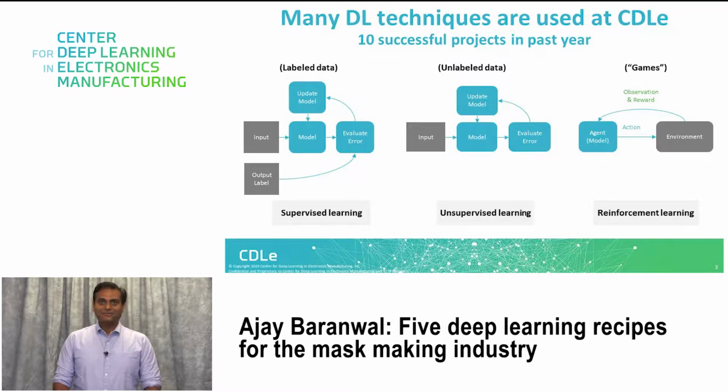reinforcement learning. I'll quickly recap these 3 learning techniques. Supervised learning learns from labeled data, unsupervised learning learns from unlabeled data, and reinforcement learning learns to play games. One example of reinforcement learning in our industry could be iterative optimization, where the software or deep learning agent iterates itself through the parameters, gets the output, learns from there and improves itself. My 5 recipes are based on supervised learning and unsupervised learning. I'll leave the reinforcement learning results for next time.